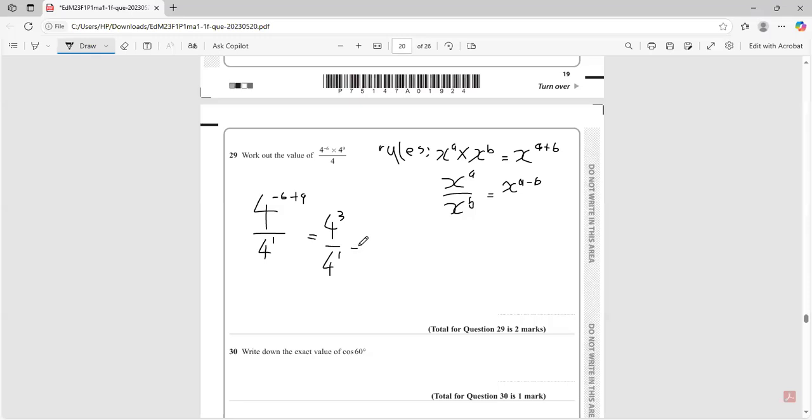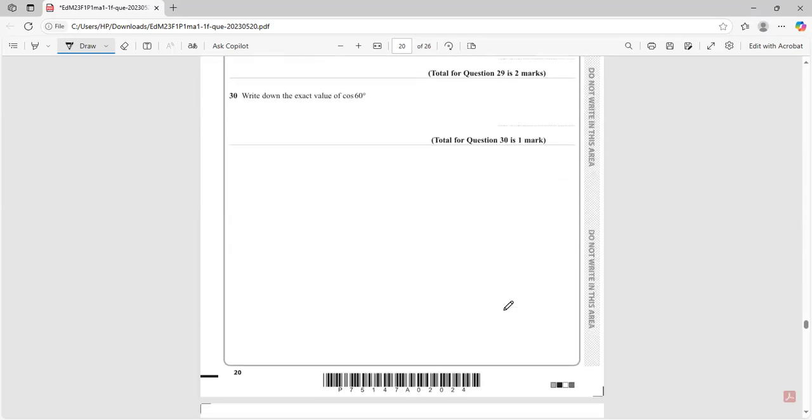So what would this become? 4 raised to power what? 3 minus 1, isn't it? And 3 minus 1 is 2. So 4 raised to power 2 is the same thing as 4 times 4, which is 16. All right. Can we move on?